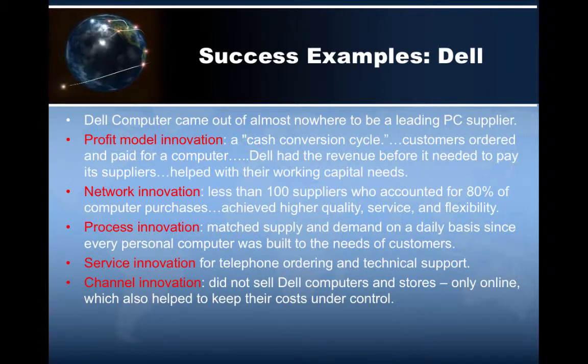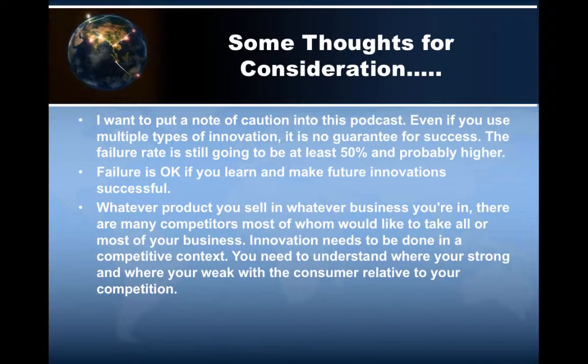And they had channel innovation. A lot of people were selling in stores and that sort of stuff. Dell Computer did not sell their computers in stores, only online, which helped keep their costs under control and selling direct to customers. So 1, 2, 3, 4, 5 types of innovation helped Dell beat companies like IBM, Compaq, and Gateway early on in the PC business.